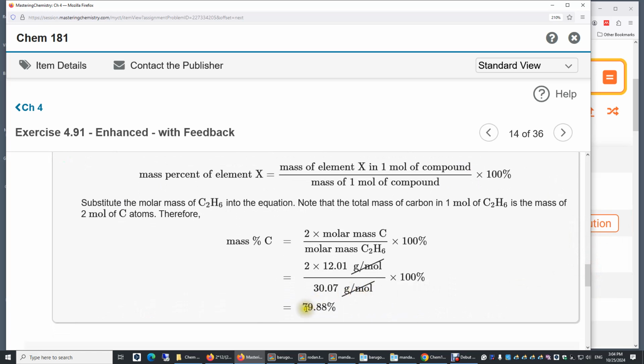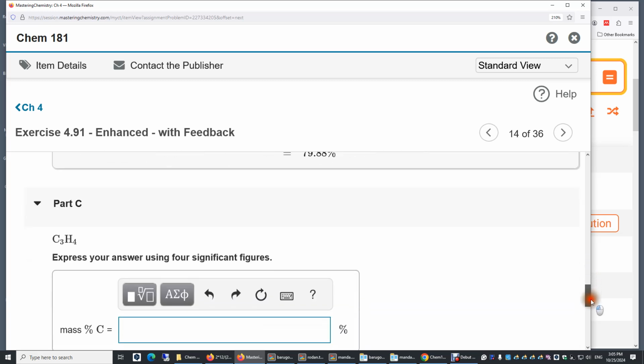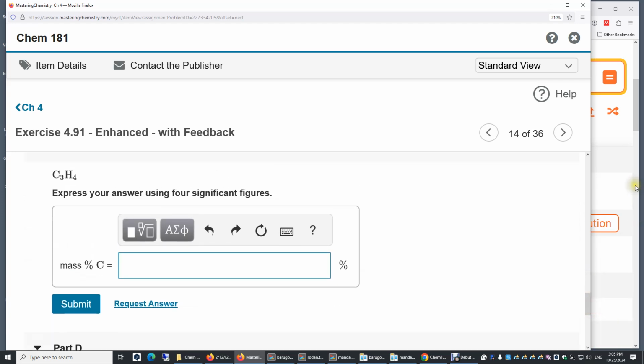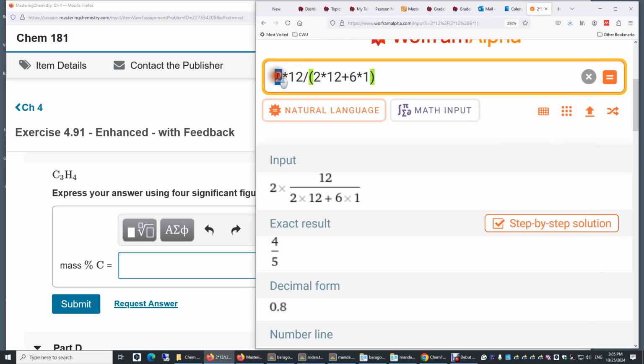They got 79.88 because the molar mass of carbon is 12.01 or 12.011. The molar mass of hydrogen is 1.008 or 1.0078 if you need more precision. Same thing here. It's just we have 3 carbons and 4 hydrogen atoms. Alright, 3 carbons, 3 times 12, and we have only 4 hydrogen atoms.